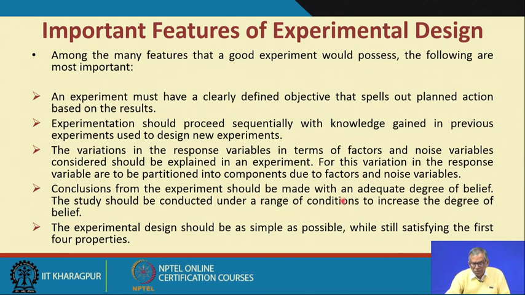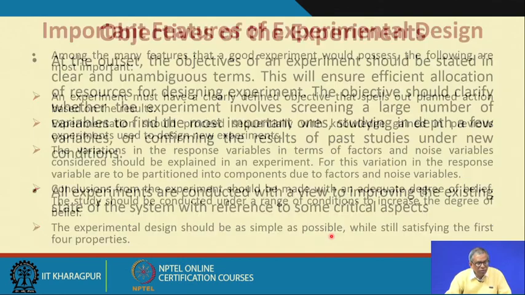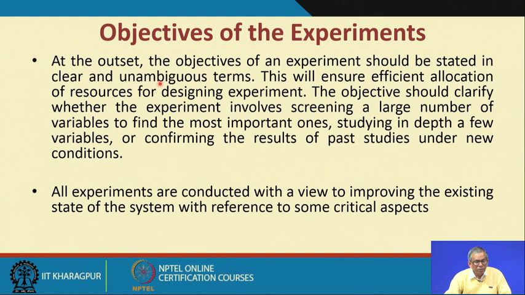Conclusions from the experiment should be made with an adequate degree of belief. So, that is the term to be noted, that is, what is your degree of belief. The study should be conducted under a range of conditions. This point we have been saying. To increase the degree of belief, the experimental design should be as simple as possible, while still satisfying the first 4 properties. So, objectives we have already mentioned.